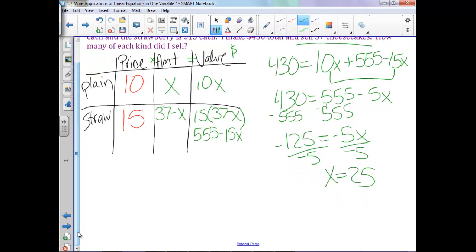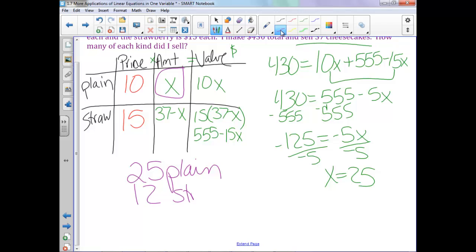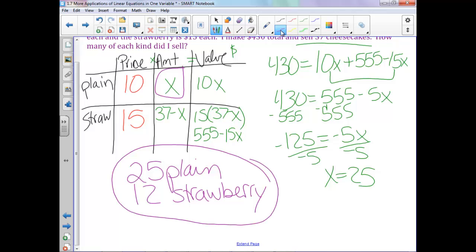And now let's come back. Our x was how many plain we sold, which means we sold 25 plain. And the rest of them are strawberry, which means we sold 12 strawberry cheesecakes. So you always want to make sure you go back and answer the original question.